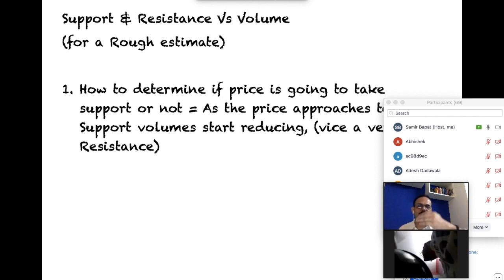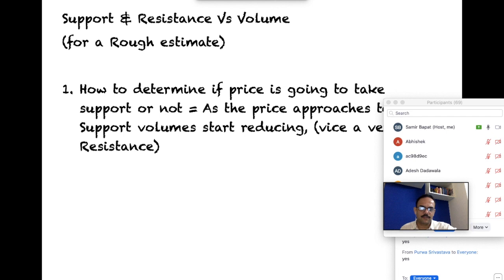Then vice versa, when the price goes up, I would request people to keep their videos off.